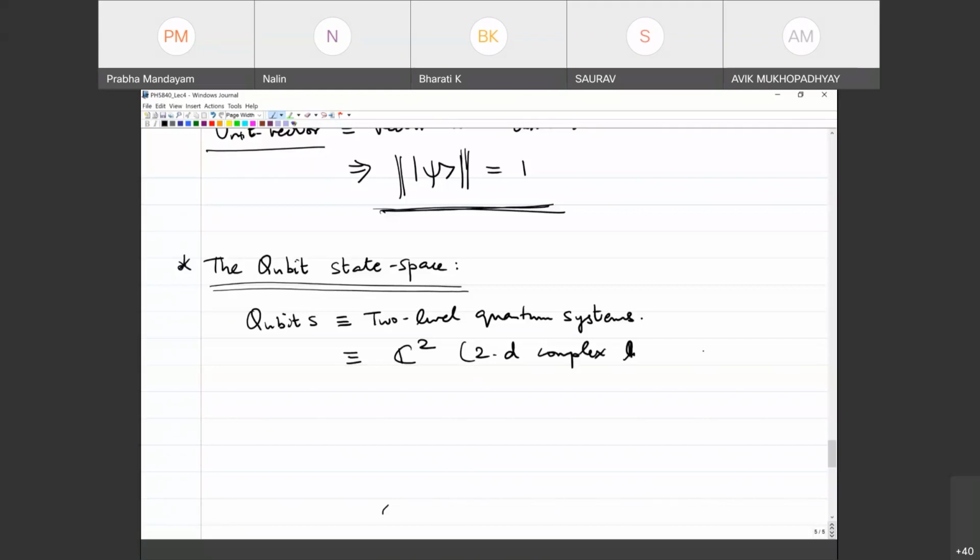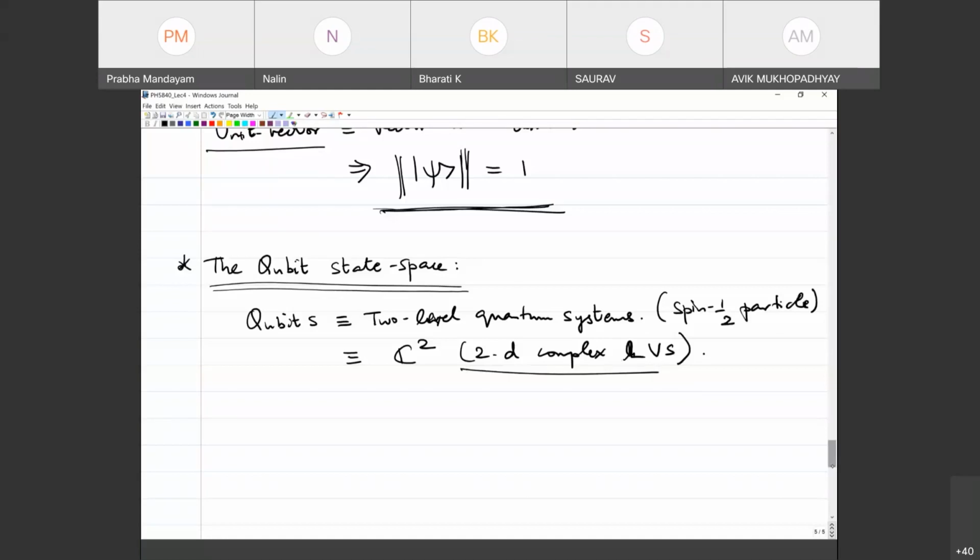The classic example of a two-level quantum system is, of course, a spin-half particle. For those of you who have done some quantum mechanics, you know that the spin space for a spin-half particle is essentially a two-dimensional Hilbert space, right? And mathematically, that's nothing but a 2D complex linear vector space.